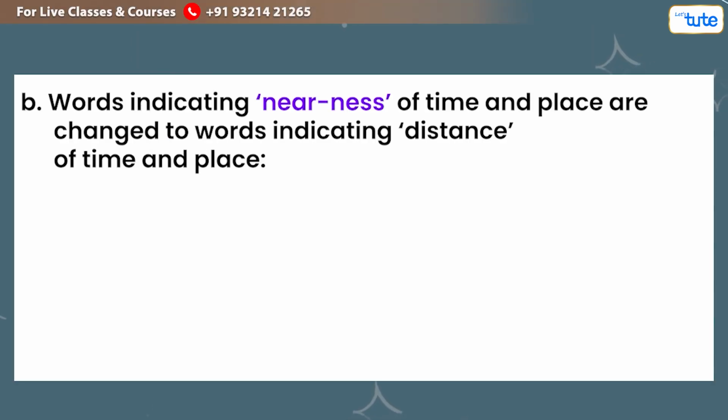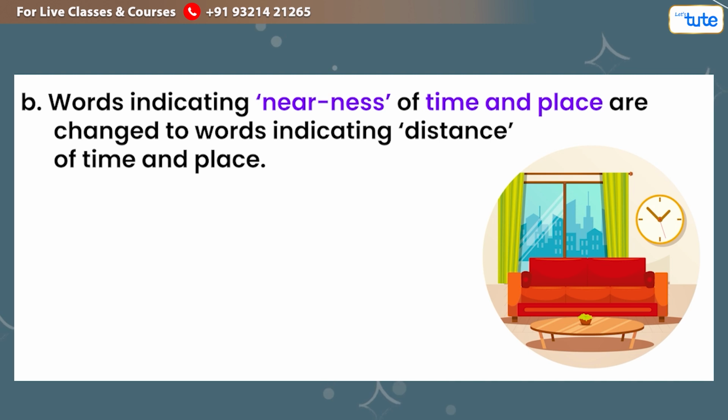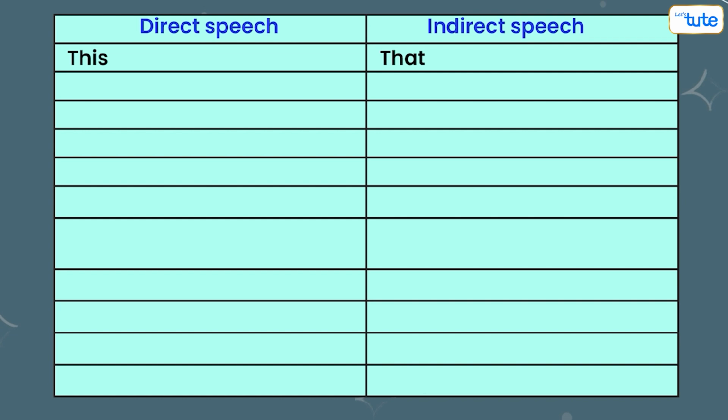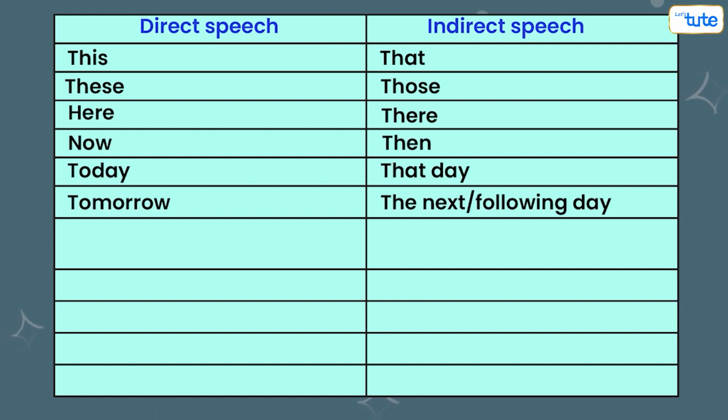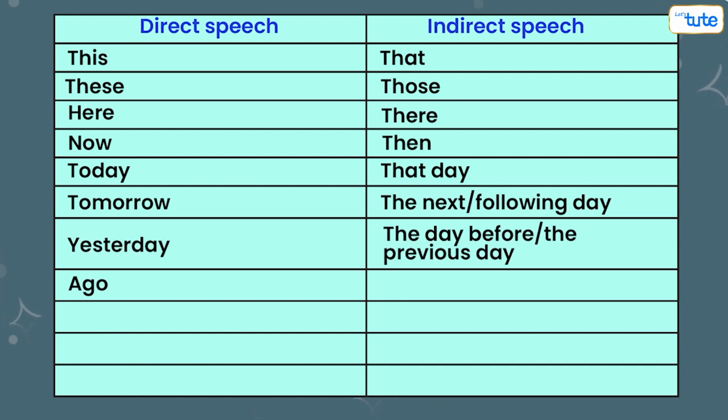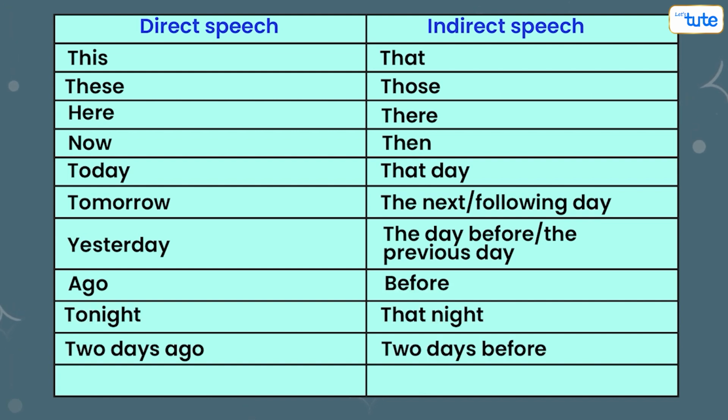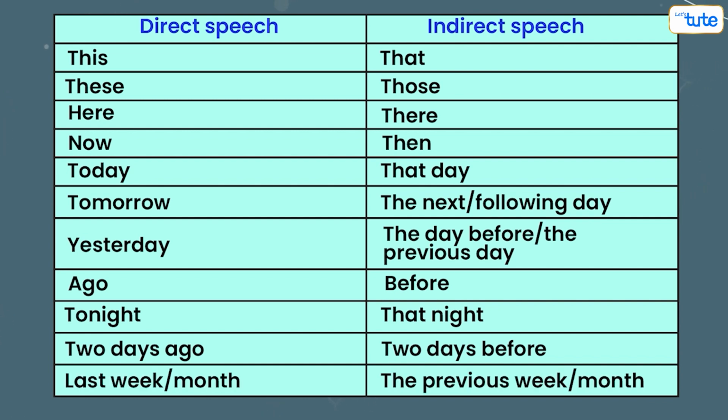Words indicating nearness of time and place are changed to words indicating distance of time and place. Direct speech this will become that in indirect speech. These will become those. Here will become there, now will become then, today will become that day, tomorrow will become the next day or the following day, yesterday will become the day before or the previous day, ago will become before, tonight will become that night, two days ago will become two days before, and last month or last week will become previous month or previous week with the change from direct to indirect speech.